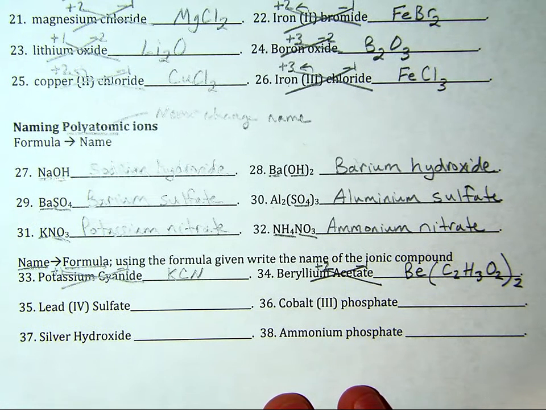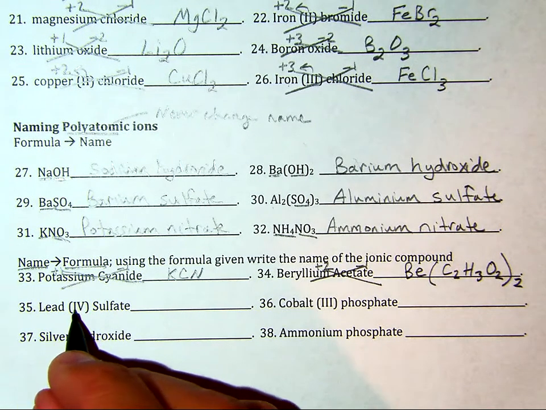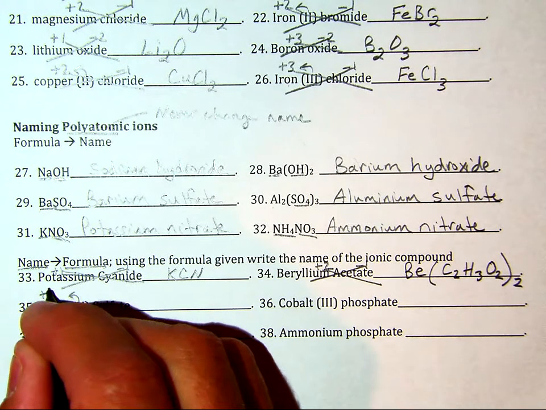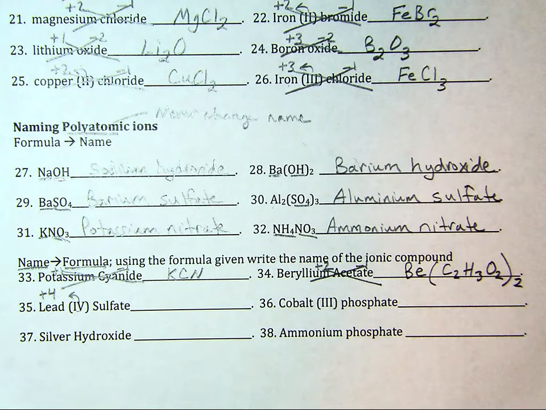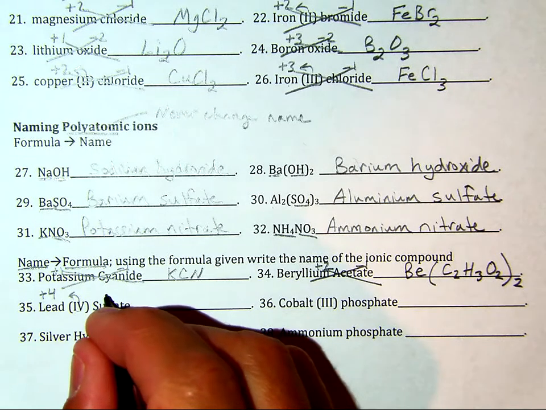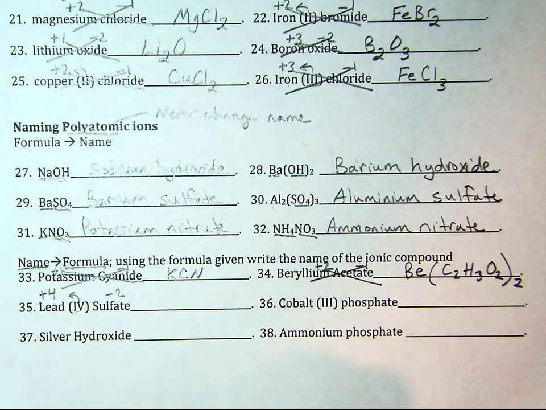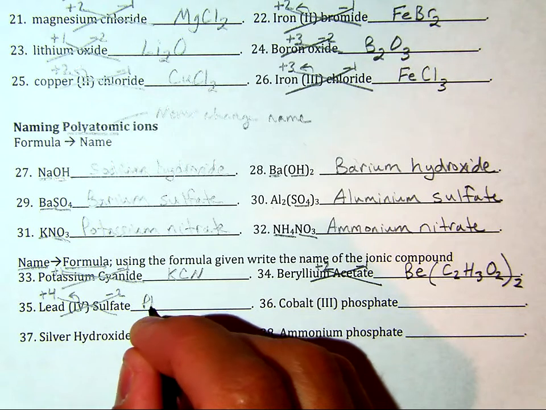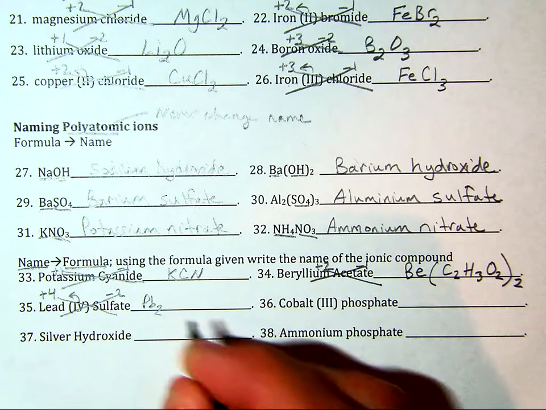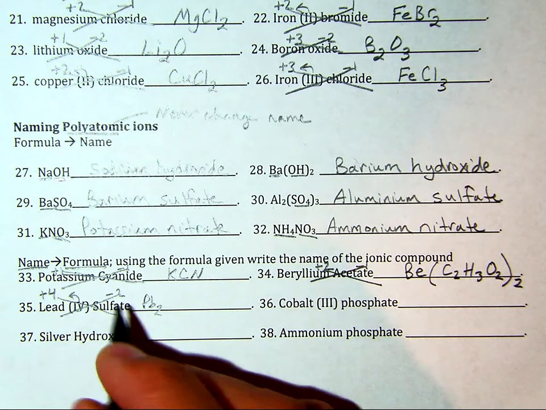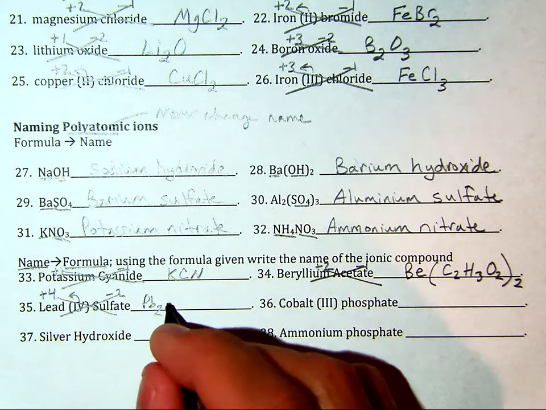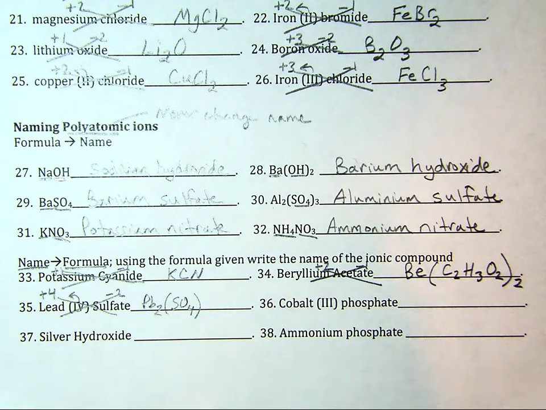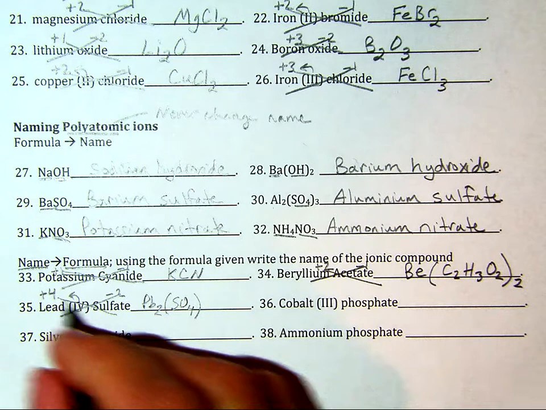Alright, let's go to 35. Lead IV sulfate. The IV is telling us the charge of lead is +4. And sulfate, if you look on your chart, is a -2 charge. Let's crisscross it. Lead is Pb. That 2 is going to go there. Now we have a number greater than 1, so we need parentheses. SO4 is sulfate. And we've got a 4 on the outside.